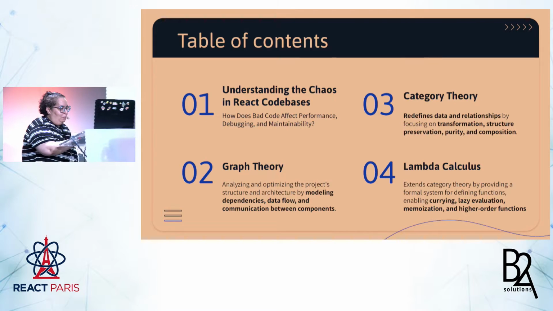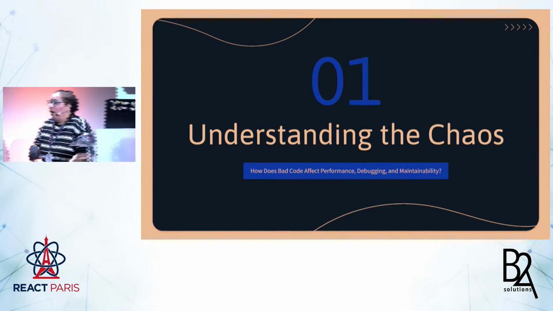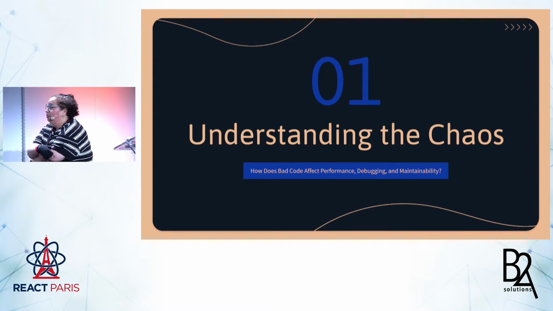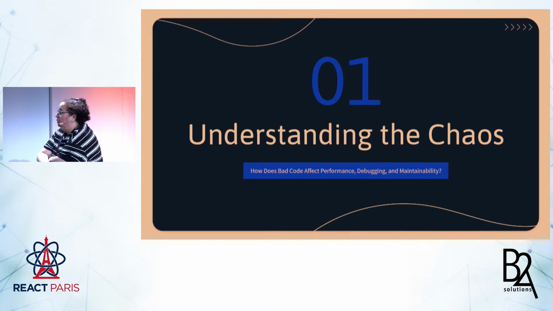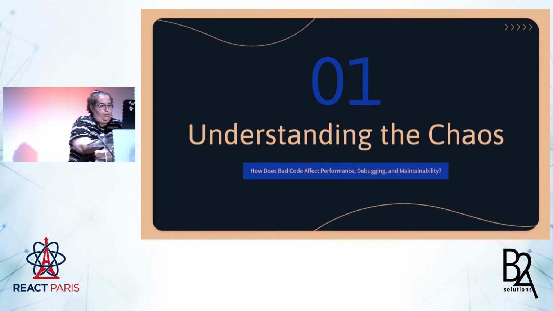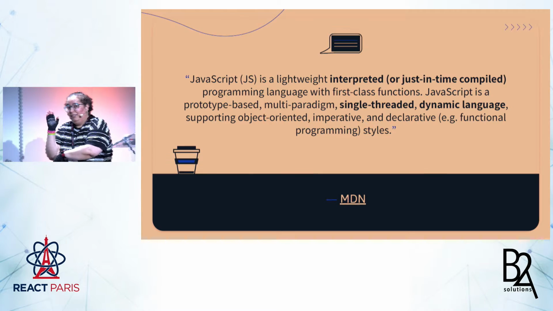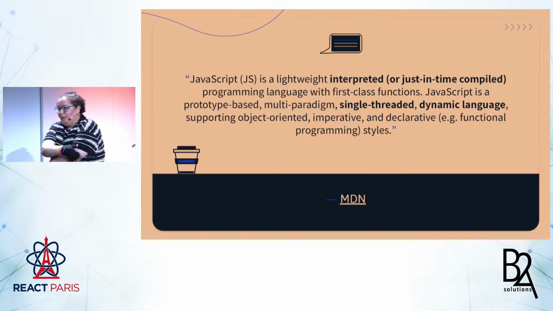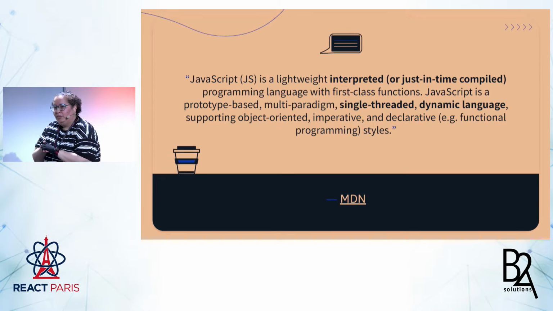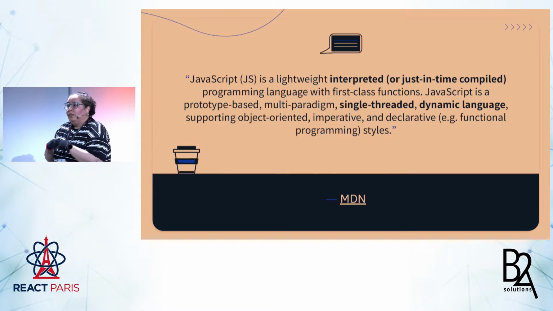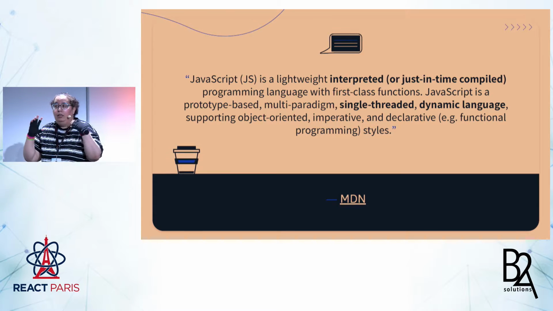So let's start by understanding the KU. How does bad code affect performance, debugging, and maintainability? The first KU we encounter when we write JavaScript code is that JavaScript is a dynamic language, is interpreted, is just-in-time, and is single-threaded. All of these characteristics impact the performance of our application.